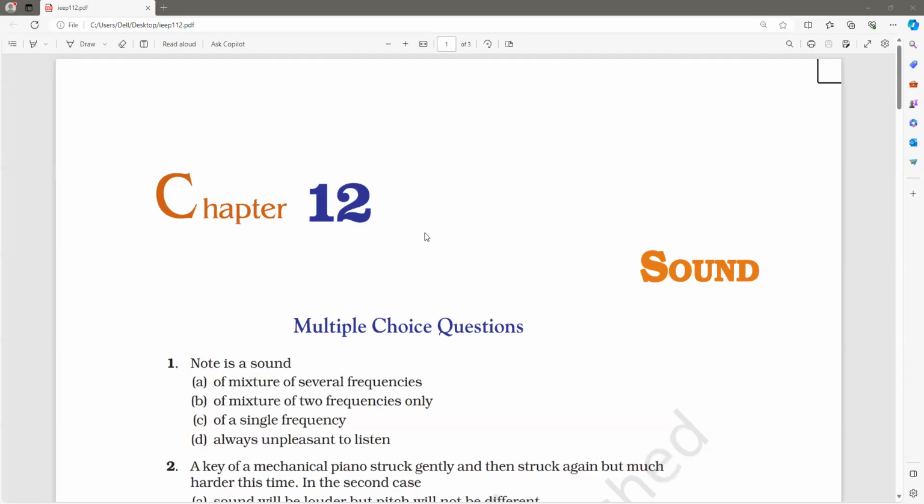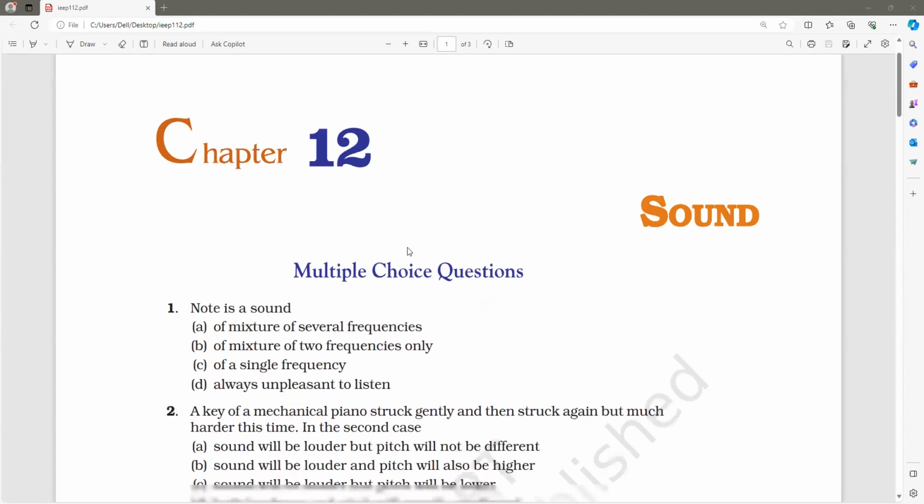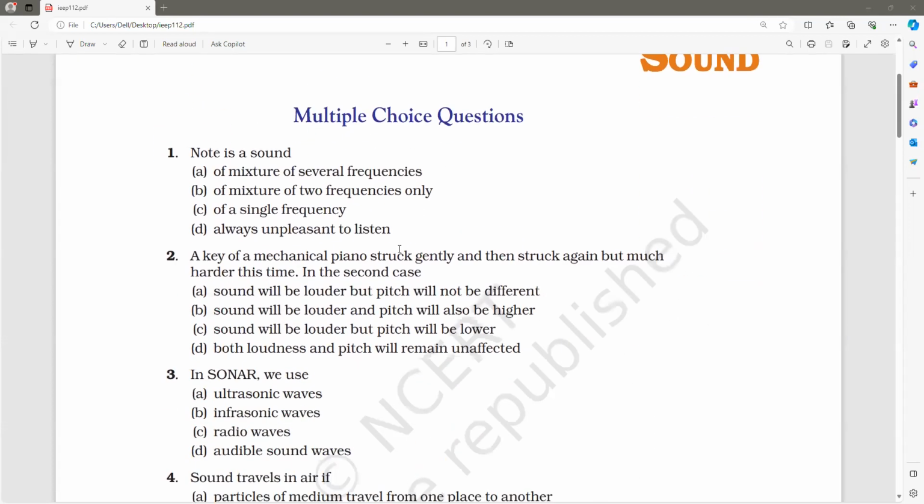Coming to the NCERT examples, the first question you can see here, I have already taught you. The first question itself is about the note. What is a note? They are asking: a note is a mixture of several frequencies, a mixture of two frequencies only, or a mixture of a single frequency, always unpleasant to listen to. Mixed frequencies we call something, and a single frequency we call something else. I have taught you both while teaching quality. Everybody verify it and let me know.